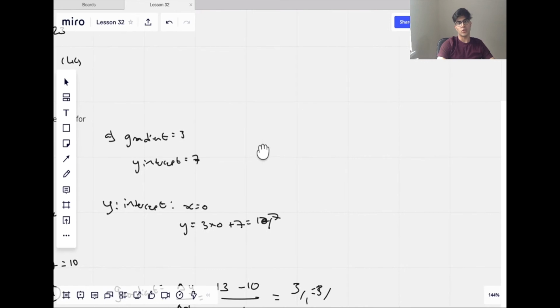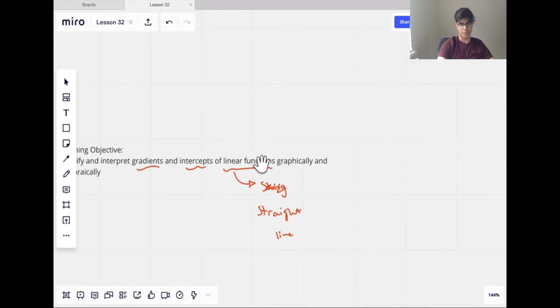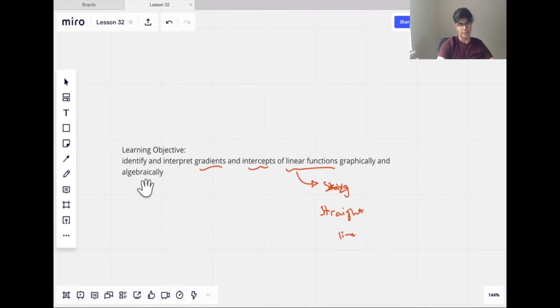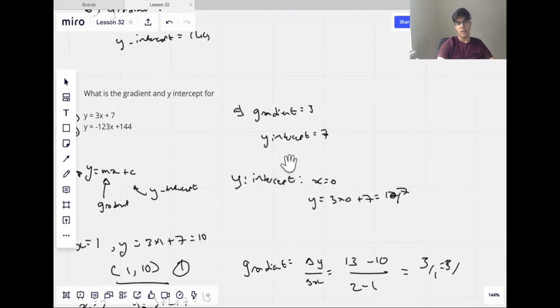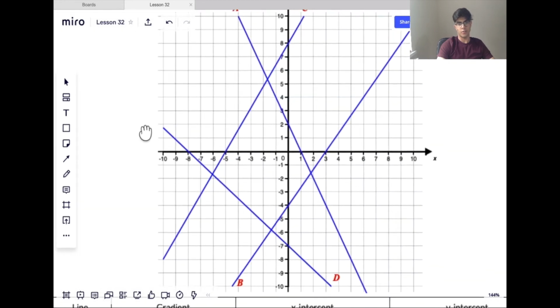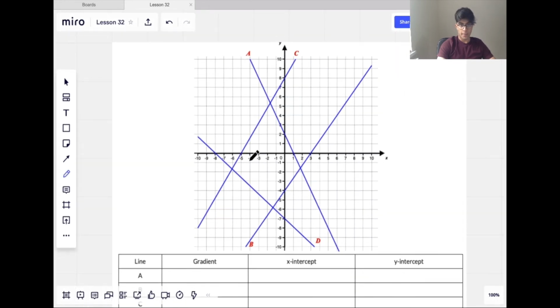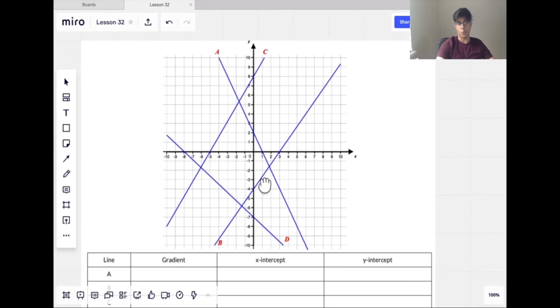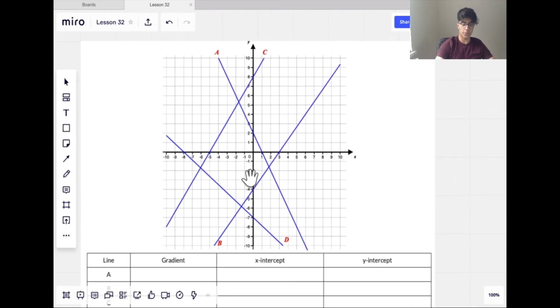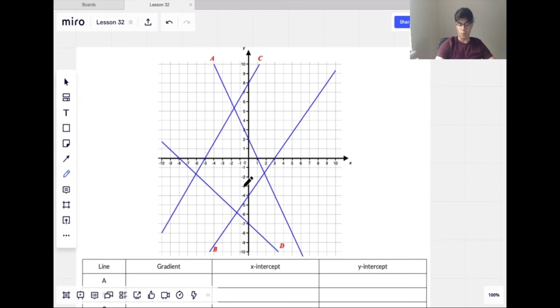Okay, let's move on. We've done this algebraically: identify and interpret gradients and intercepts. We need to do it graphically. So I've got this graph here. There's not too much point in doing all of them, so I'll do 1 or 2 of them, and then you can do the other 2 perhaps. It's the same approach every time.